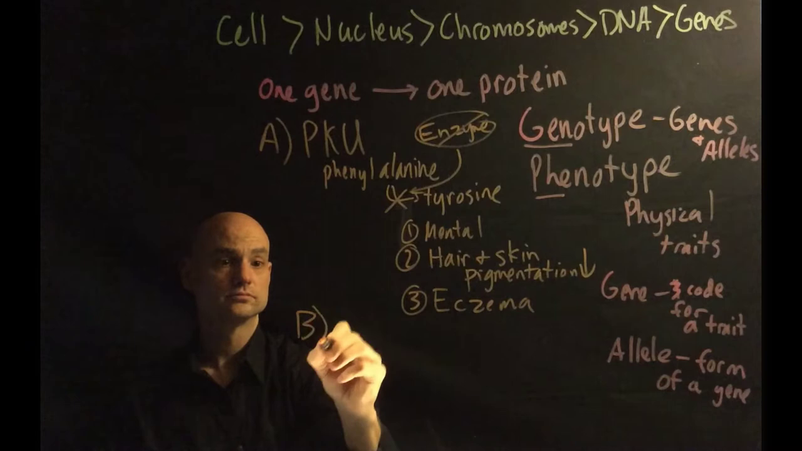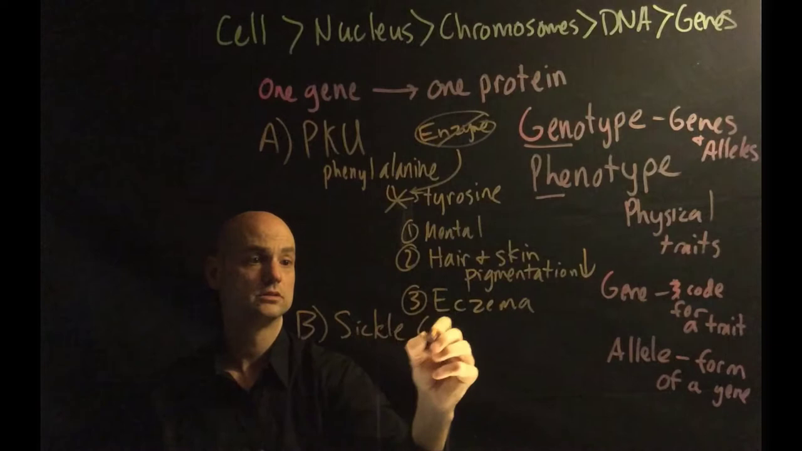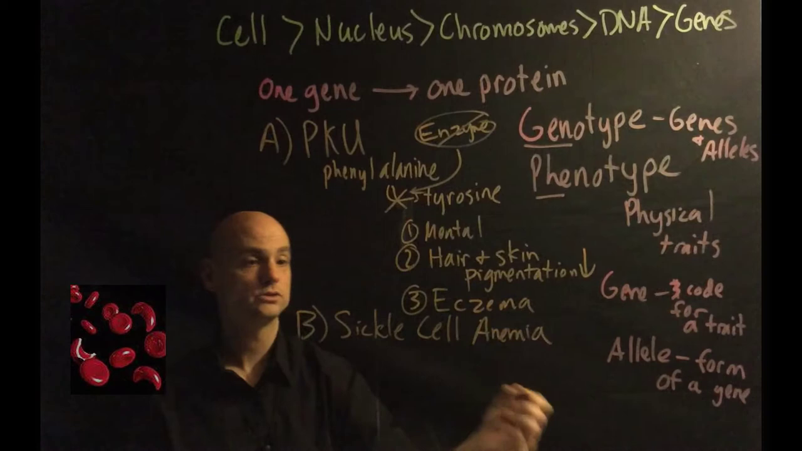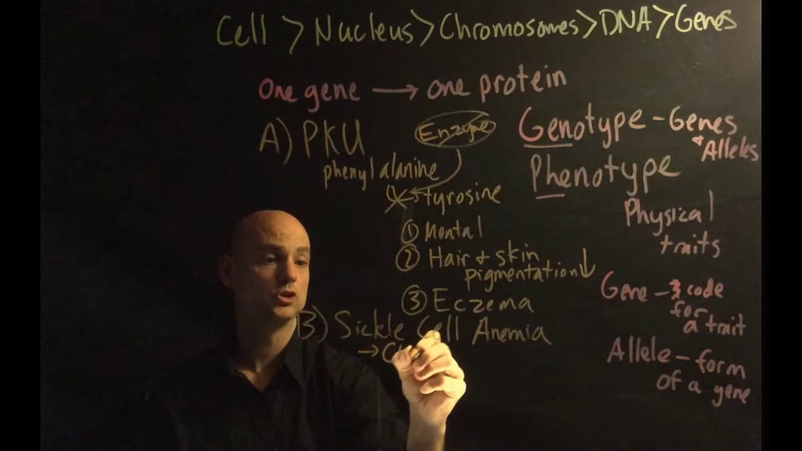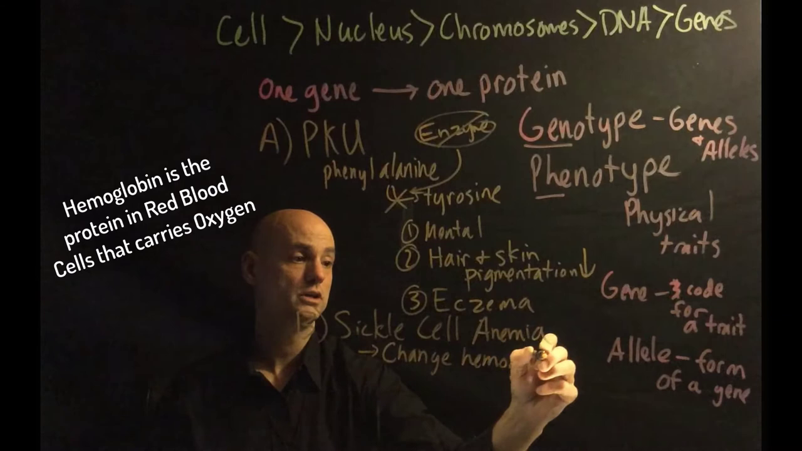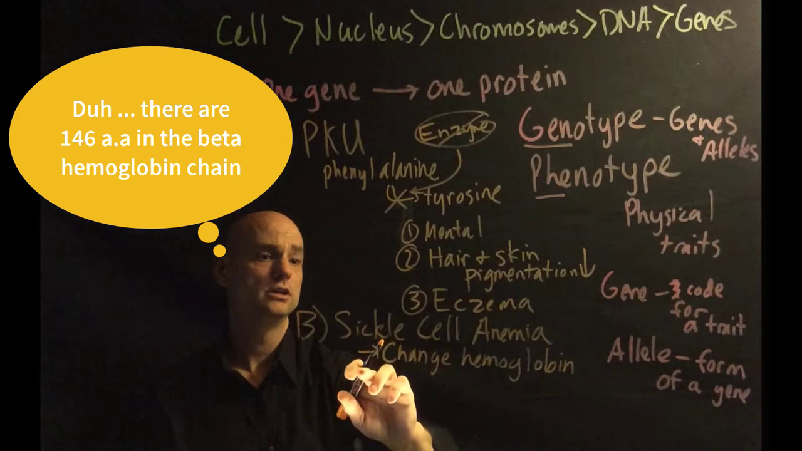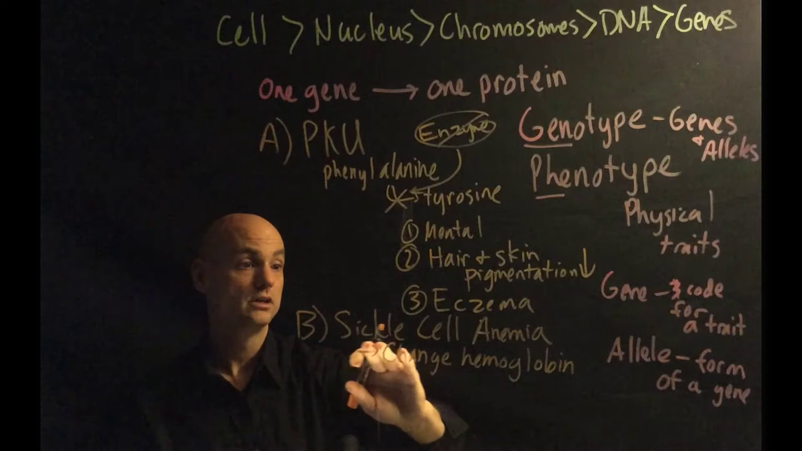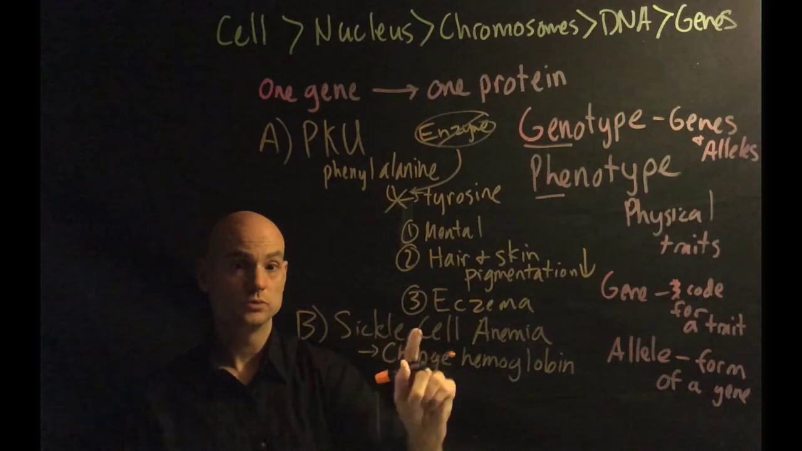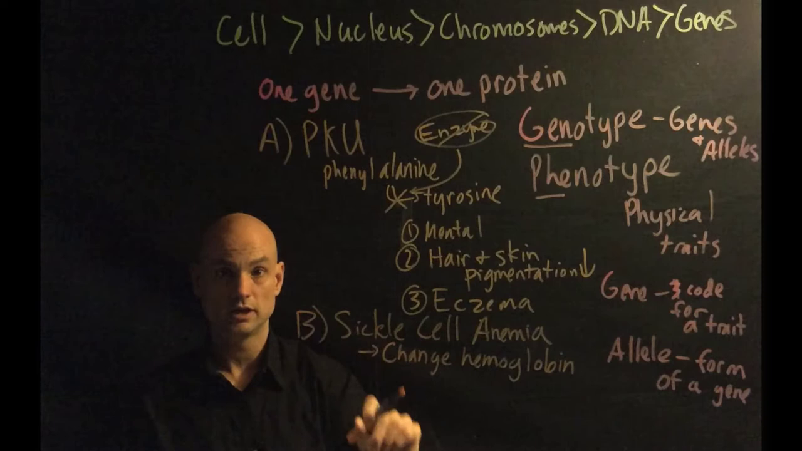Here's letter B. We're going to talk about sickle cell anemia. Okay, so sickle cell anemia causes a change in hemoglobin. So we're still talking about one protein, this hemoglobin, that has a one amino acid difference. There's something like, I gotta remember here, 230-something amino acids in this hemoglobin protein. And there's one difference. And one difference causes a major change in that protein. So we're talking about less than 1%, less than like a third of a percent.